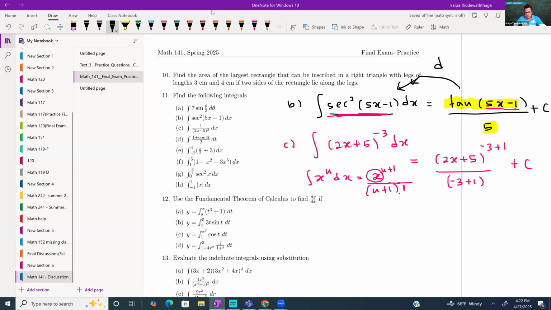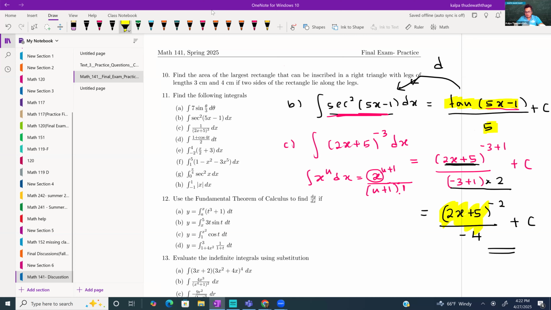So we must include the derivative of the inside function, which is 2x plus 5. And you have to multiply by 2, which is the derivative of this. That's how you complete. So 2x plus 5 to the power negative 2. So this is negative 2 times 2, which is negative 4, plus c. To verify, you can differentiate the right hand side. If you differentiate that, you get this one back.